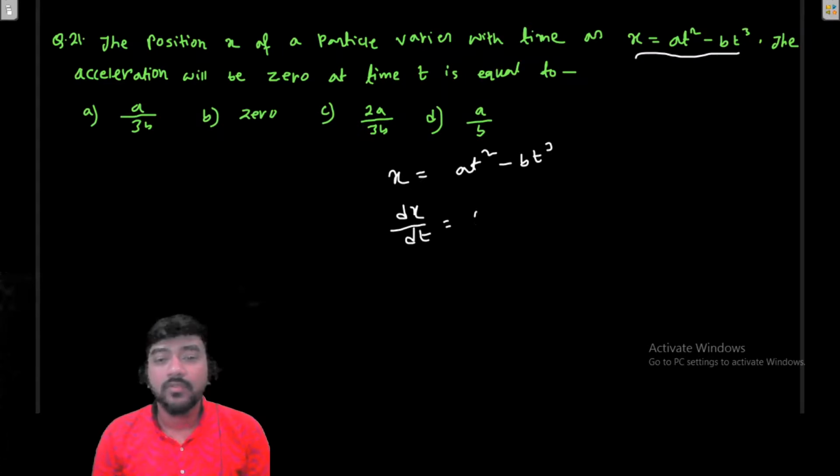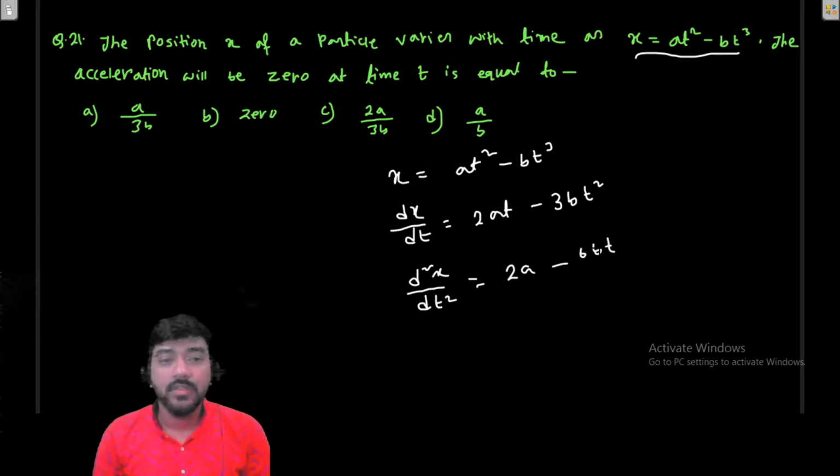Okay, so it will be 2at minus 3bt². Now what will be the acceleration? So it will be d²x/dt², which is 2a minus 6bt. Now the question is when it will be 0. So let me put it as 0.